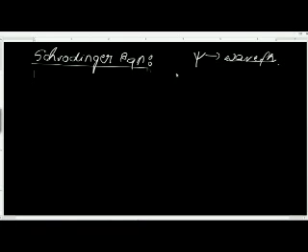Learning about the Schrodinger equation. Before we start with the Schrodinger equation, we want to know what the different terms associated with it are. The very first term is psi. Psi is nothing but a wave function which contains all the information about the wave.